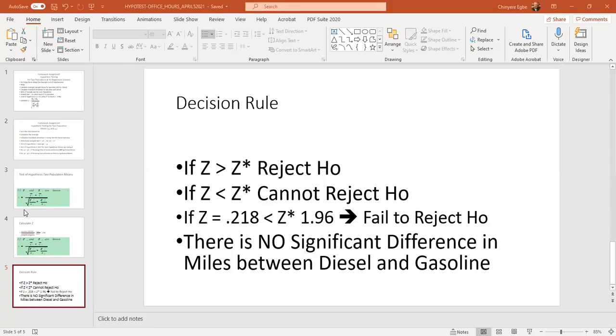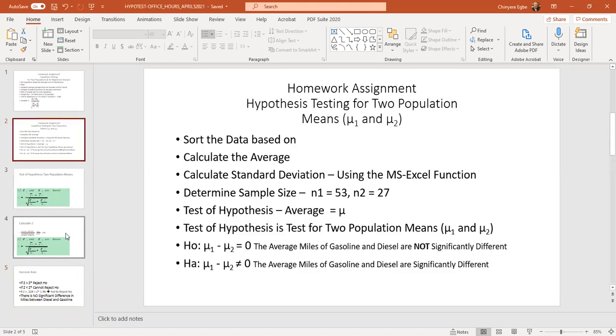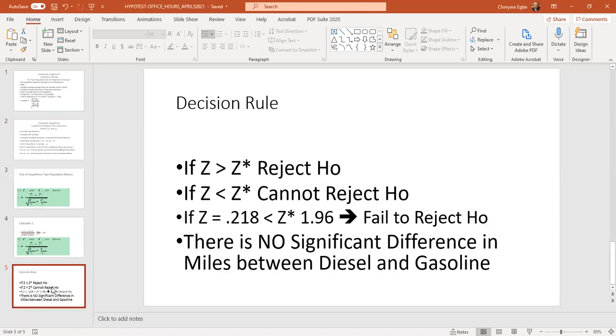I hope that this is the new screen. This is the screen for the last lecture where we tested a hypothesis for two sample means. So this is not the screen we're looking for.